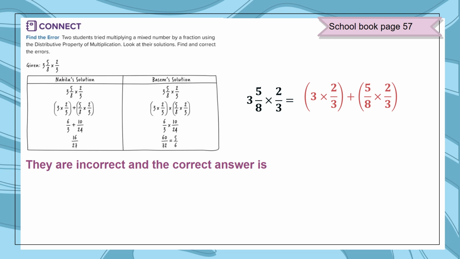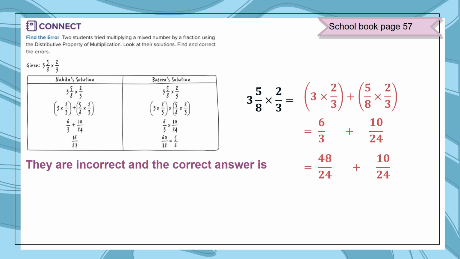So the first bracket will be 3 times 2 equals 6 over 3, plus the second bracket will be 5 times 2 equals 10 over 24. Here I need to add the two fractions. We know that 24 is a multiple of 3, so I can multiply the first fraction up and down by 8. So it will be 6 times 8 equals 48 over 3 times 8 equals 24. So it will be 48 over 24 plus 10 over 24.